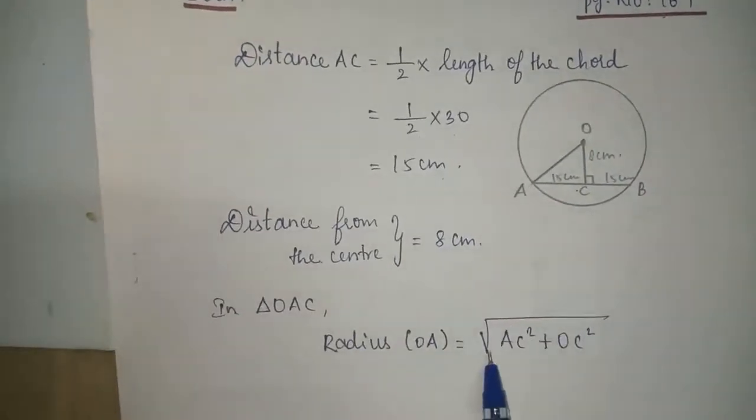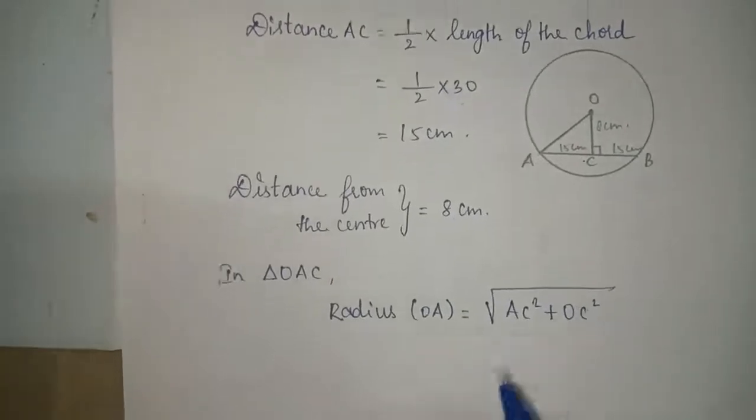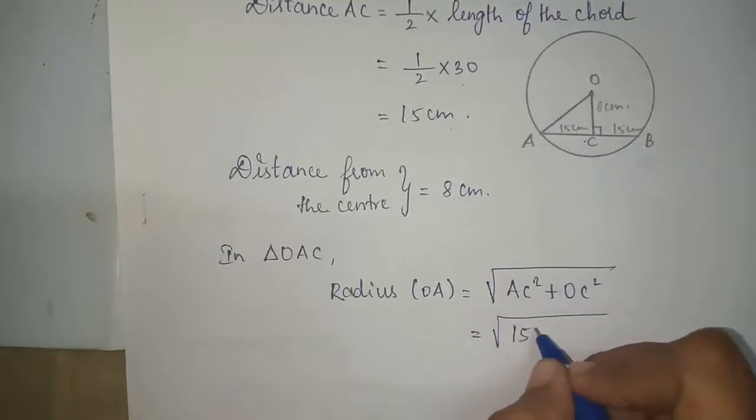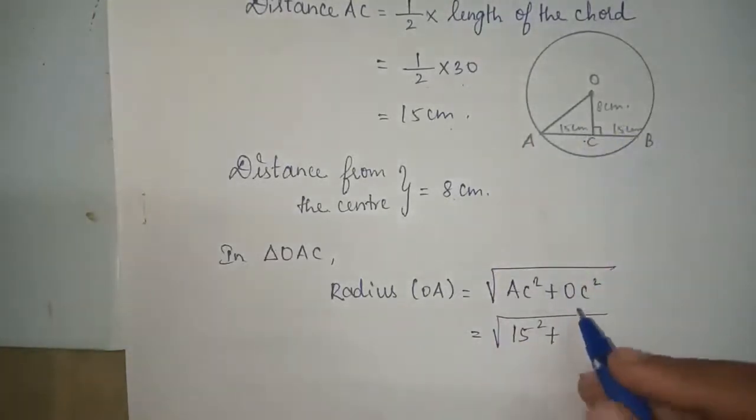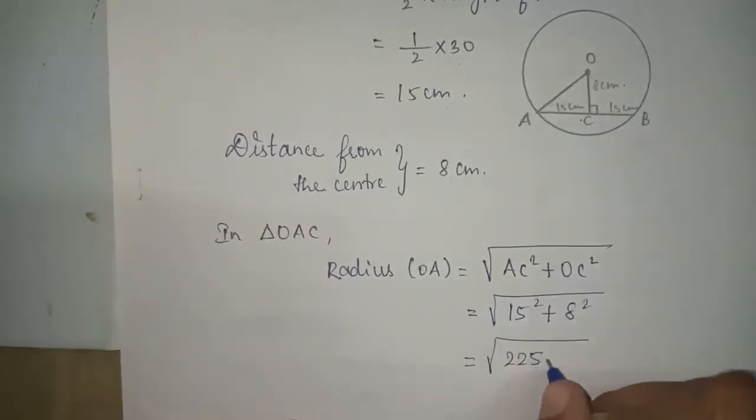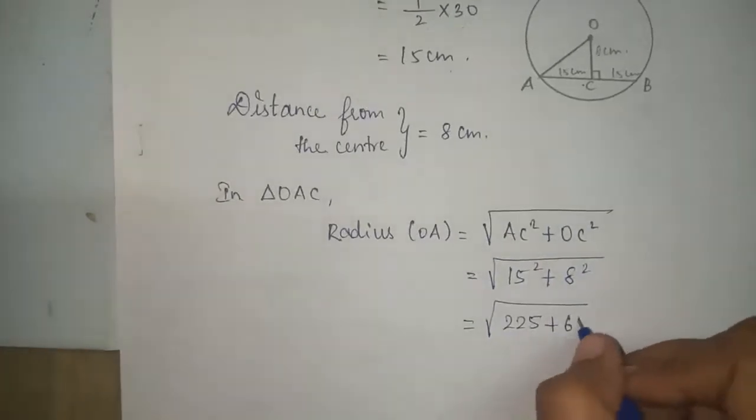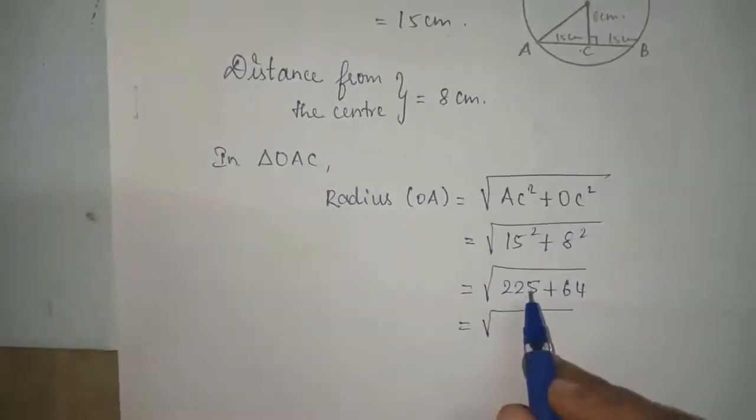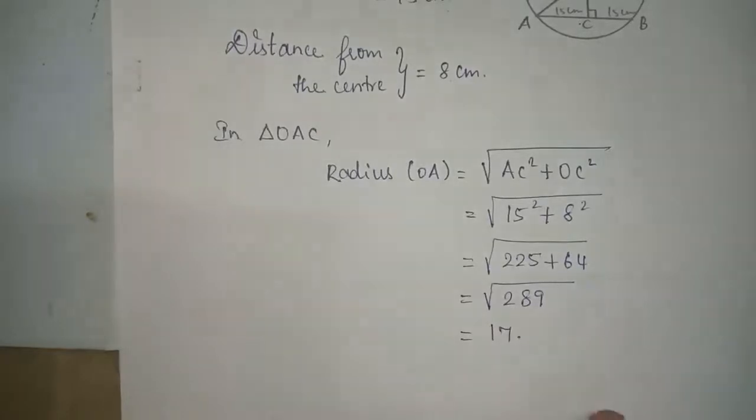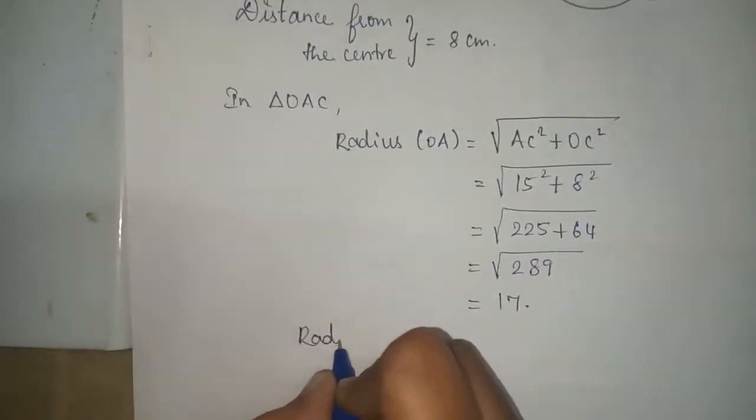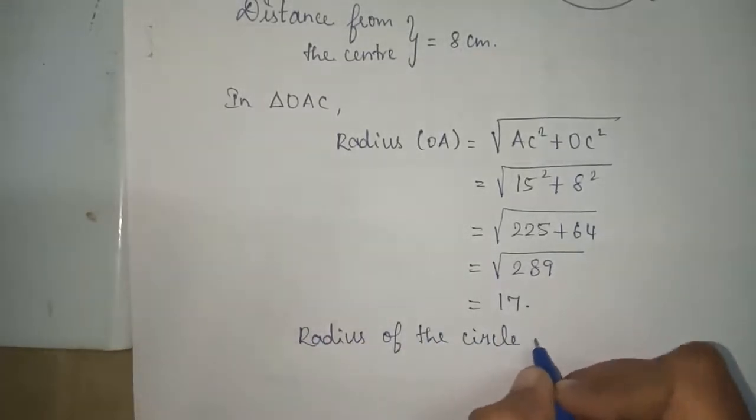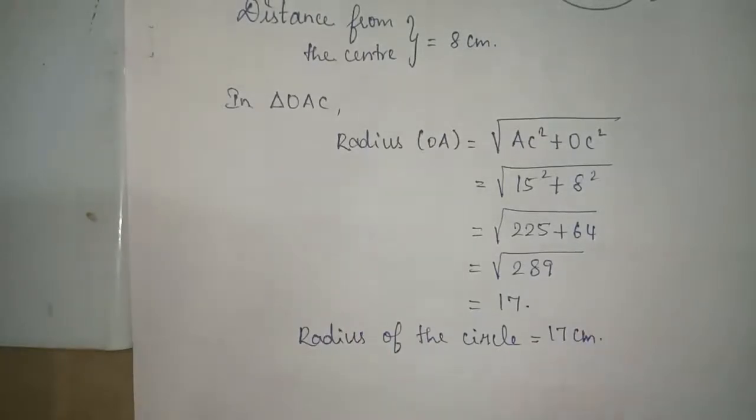So radius OA is equal to root of AC square plus OC square, which is equal to root of AC is nothing but 15 square. So 15 square plus OC is 8 square, which is equal to root of 225 plus 8 square is 64, which is equal to root of 225 plus 64 is 289, which is nothing but 17. Therefore we find the radius of the circle is equal to 17 centimeter.